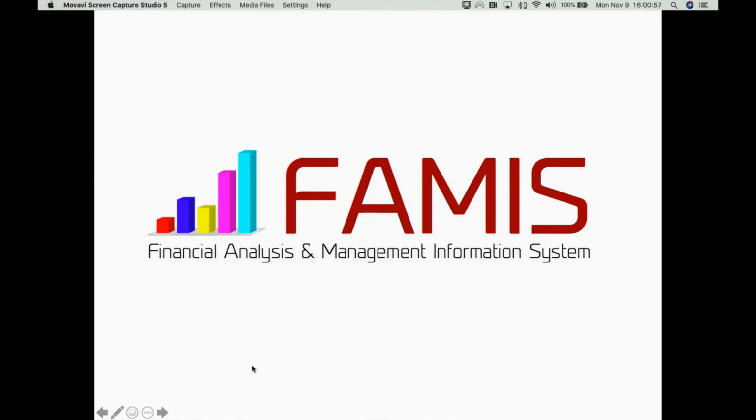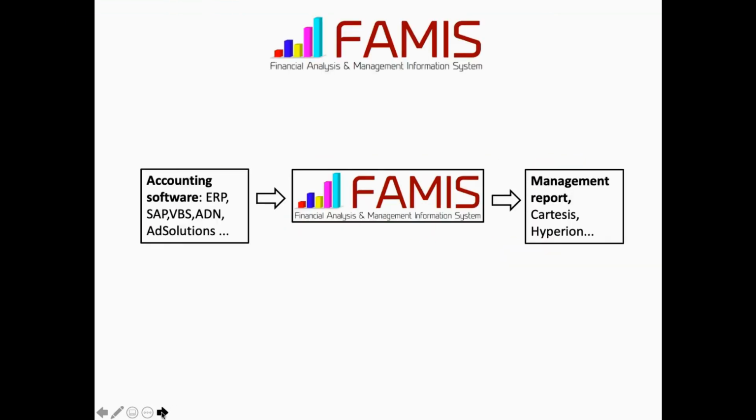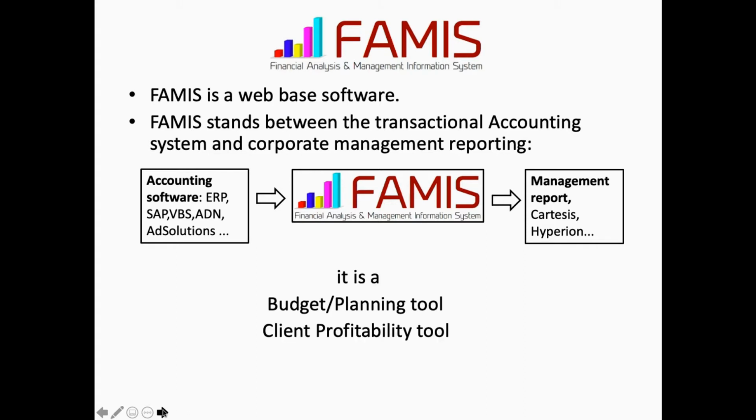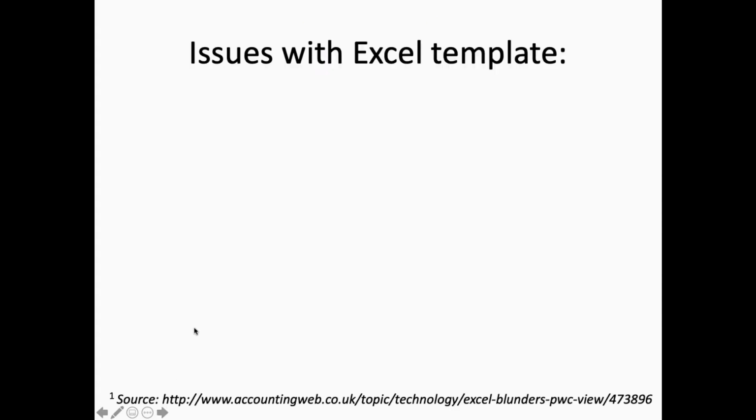FAMIS stands for Financial Analysis and Management Information System. It is a web-based software, and it stands between the local accounting and the management report to either Cartesius or Hyperion or others. It is a budget planning tool, a client profitability tool, and a management and training tool for advertising agencies.